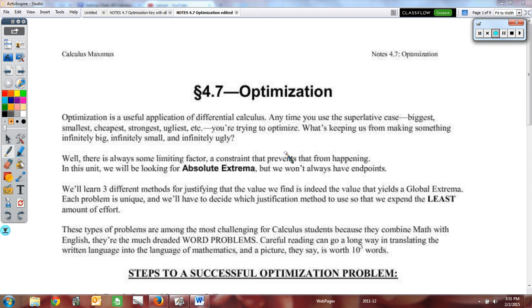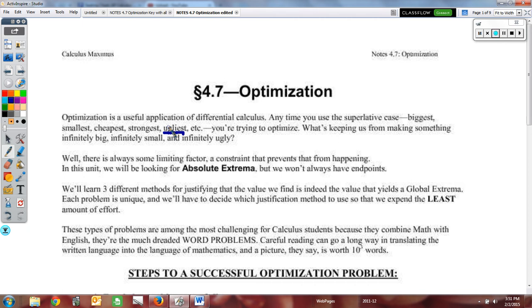In these problems, we're not concerned with how fast the quantity is changing. What we're trying to do is to figure out when the quantity is at a maximum or a minimum. When it's the biggest, when it's the smallest, when it's the cheapest or the strongest. But what we're trying to do is optimize, to come up with an ideal situation, which means we're looking for extrema on the graph.